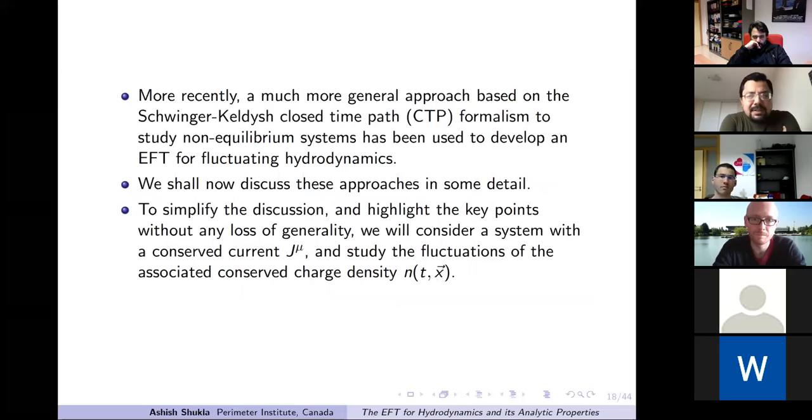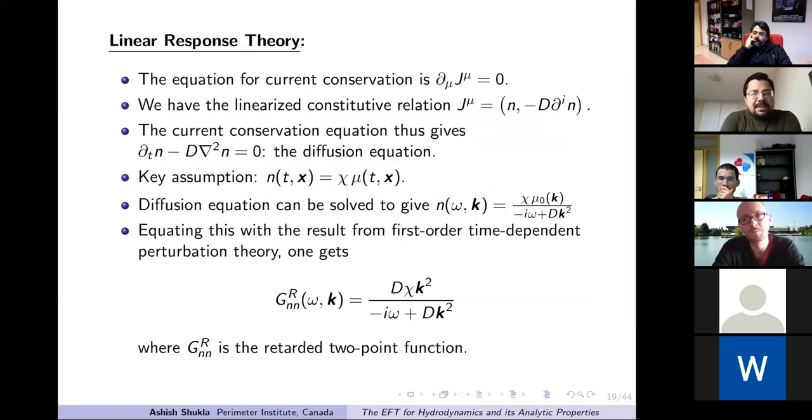And to simplify the discussion and highlight the key points without loss of any generality, I'll consider a conserved current J mu in the system and focus on the fluctuations of the associated conserved charge. Okay, so for now, I'll forget about the energy momentum sector of the theory. I'll just focus on the conserved current just to illustrate how things work. Okay. But first things first, I'll start with the linear response theory.